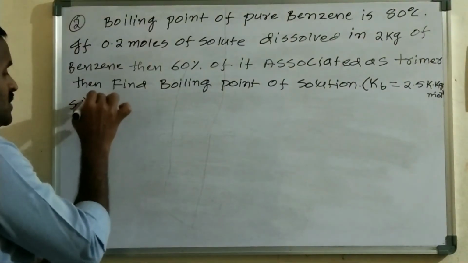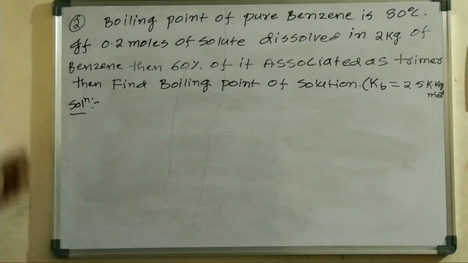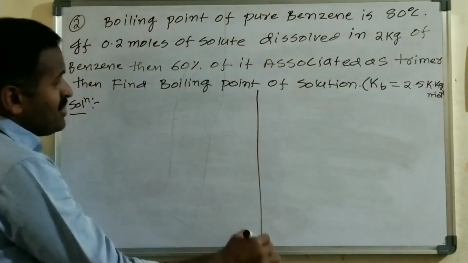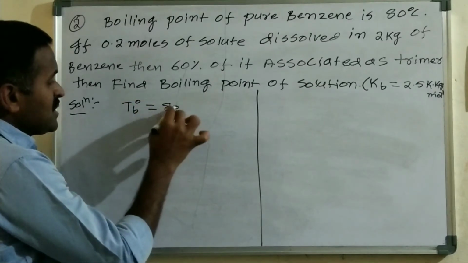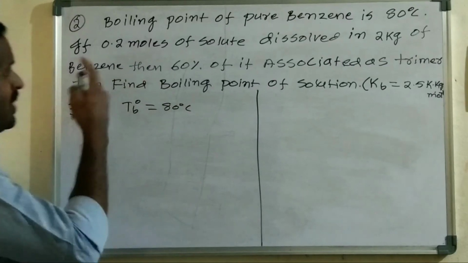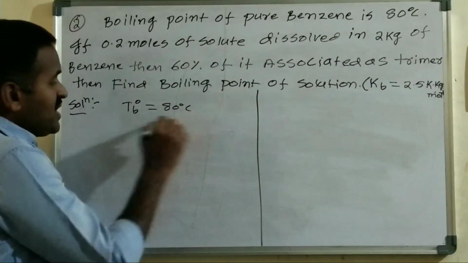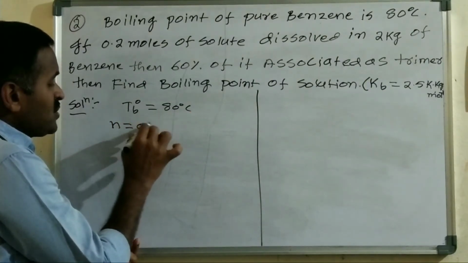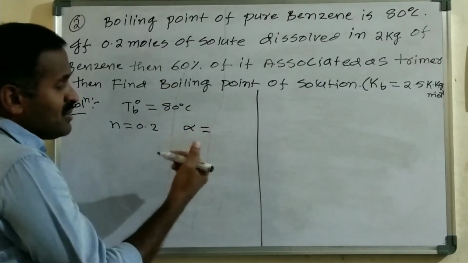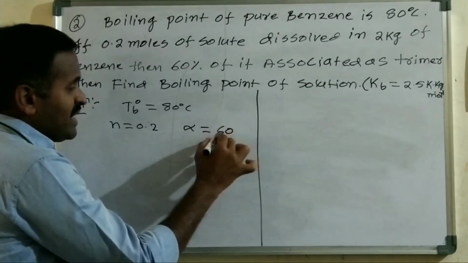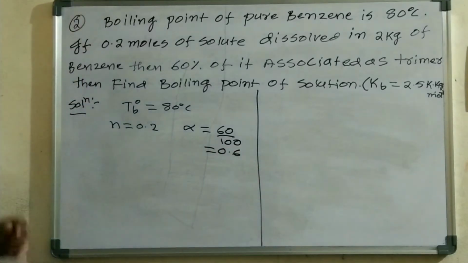Here is the second problem. The boiling point of pure benzene, Tb naught, is given as 80 degrees centigrade, and 0.2 moles of solute is dissolved in 2 kg of benzene. That means the number of moles n is given as 0.2, and alpha is 60%. Now 60% means 60 divided by 100, I can write this simply as 0.6, the degree of association.